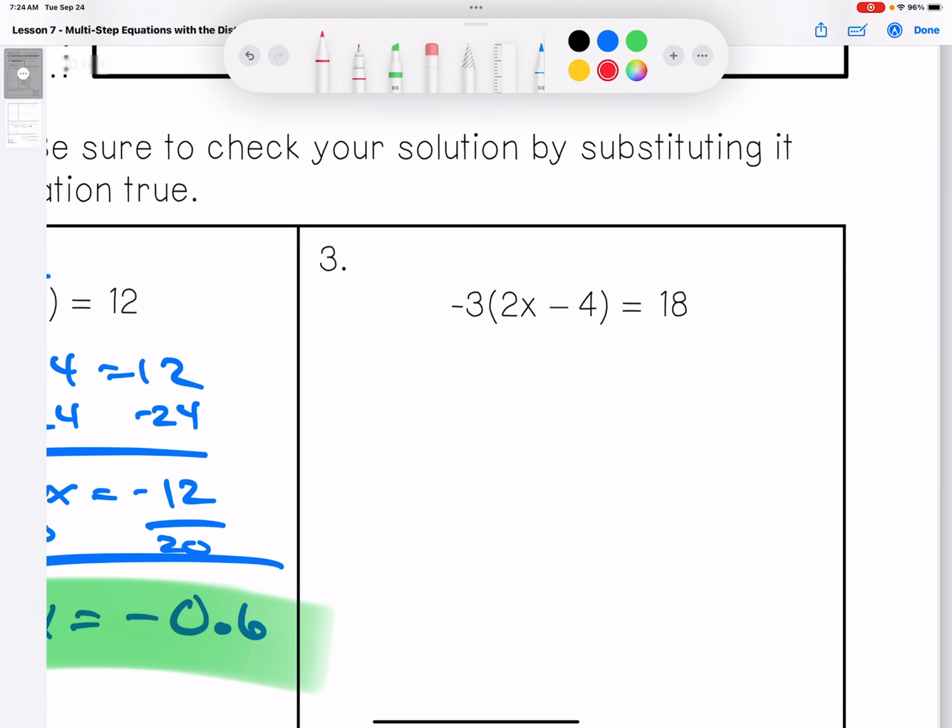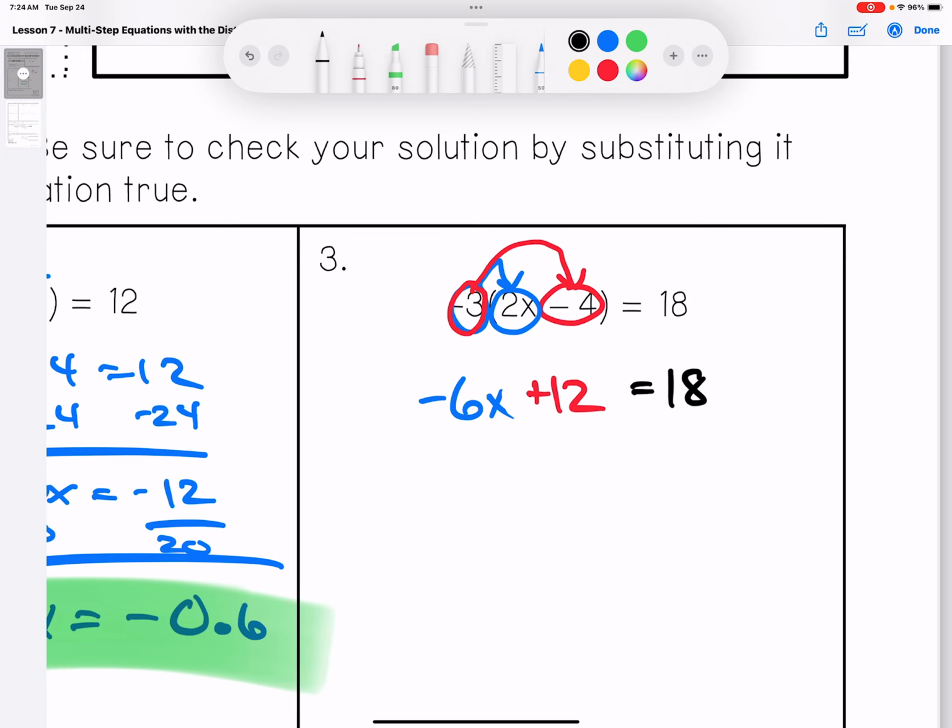All right, next one. That's a negative 3, not a minus 3. That's a negative 3, and it's right up against the parentheses, so it means multiplication. So negative 3 times 2x, and then negative 3 times negative 4. So negative 3 times 2x is negative 6x. And then in red, negative 3 times negative 4 is positive 12. 18 I didn't touch, so just bring it down.